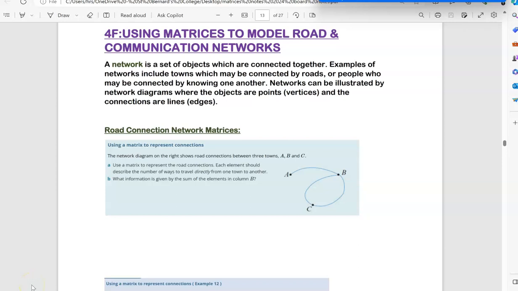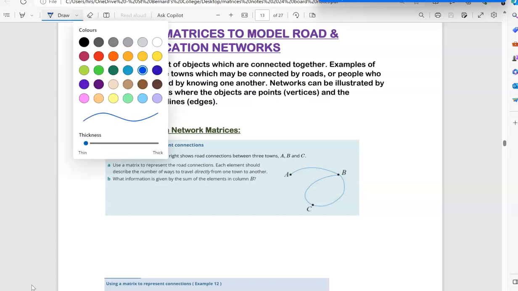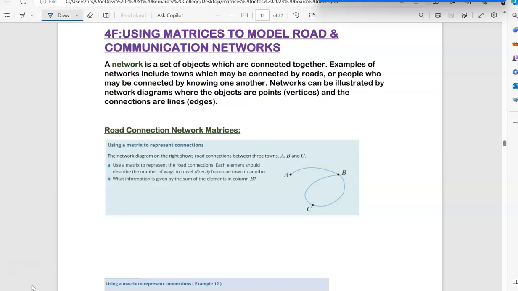Okay, so today we're moving on. We're still looking at matrices, but now we're going to look at a different sort of application of matrices, meaning how we can use it in some real world scenarios. So we are now going to use it for what we call communication networks.